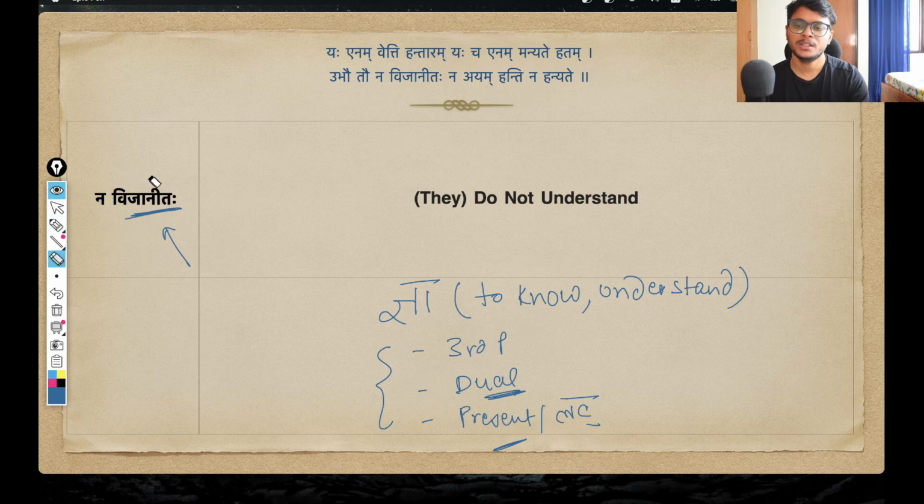But again, as we see in the shloka, this vi here is the upsarga. This upsarga is simply giving it more meaning, enhancing the meaning in a sense. Janitaha simply means they understand, but with vijanitaha, they clearly understand in that sense. This vi enhances the meaning: clearly understand, to clearly know something in that sense.